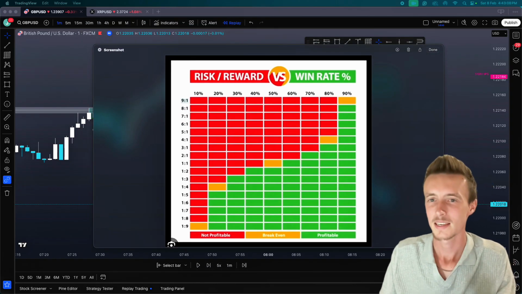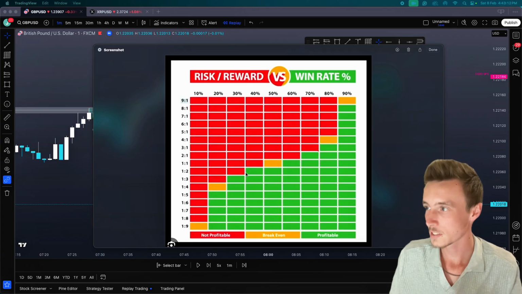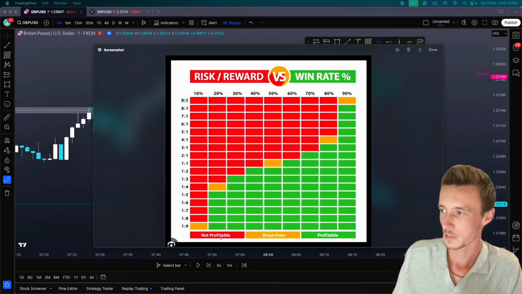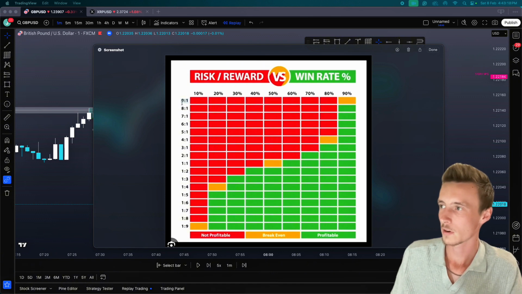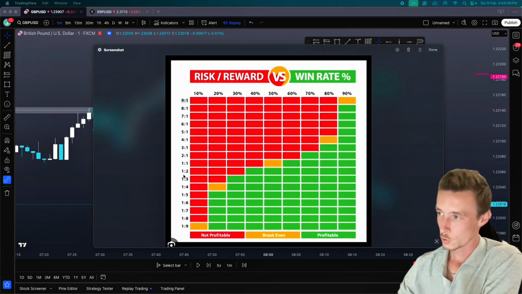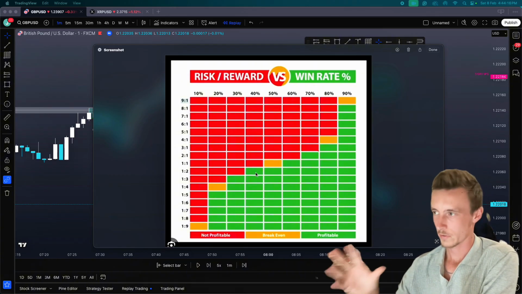So this is basically to determine a profitable strategy. All right. On this chart, all of the red is non-profitable. You can see down the bottom based on the risk to reward and the percentage of your win rate. Okay, but let's take a look. For example, the 1 to 2 risk to reward, which is what my minimum risk to reward is. I need a win rate of 40% in order to be profitable with the 1 to 2 risk to reward.